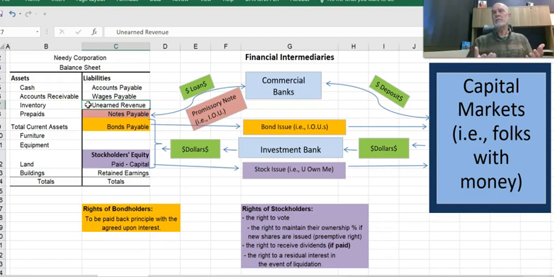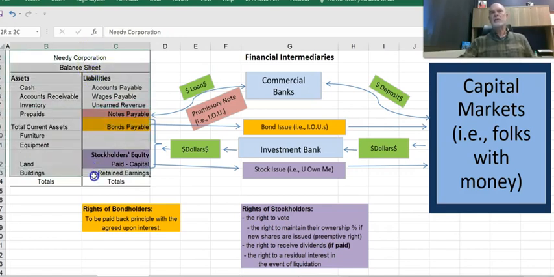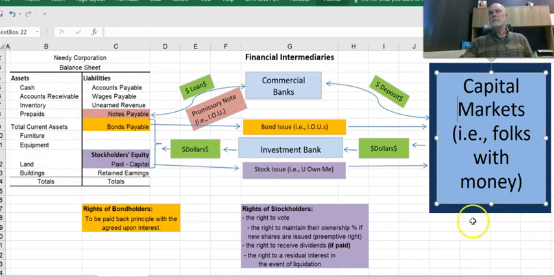Well, let's say that we want to get some money either by borrowing it or getting people to invest in our company. In that case, we are going to the capital markets. We're going to the market for money. So Needy Corporation needs money. And fortunately, we've got some folks over here that have money, and they're looking for a place to invest.